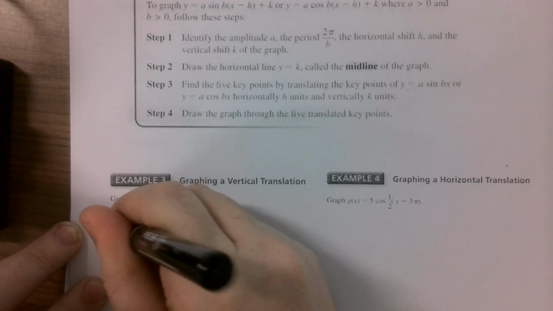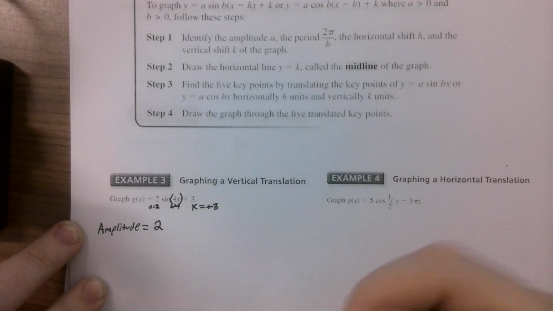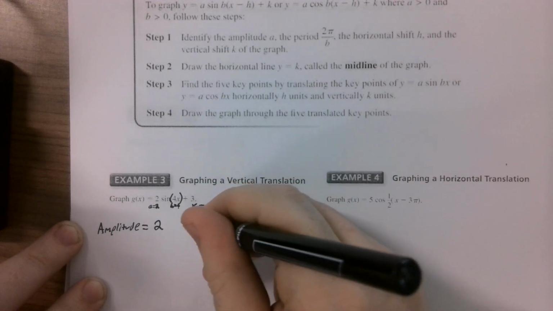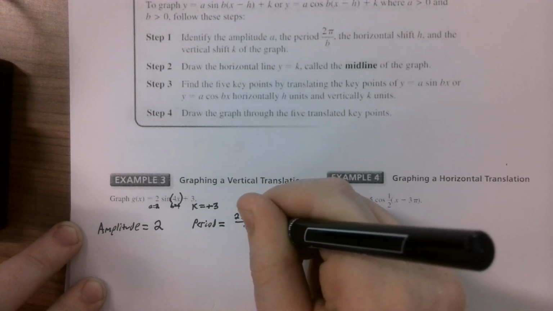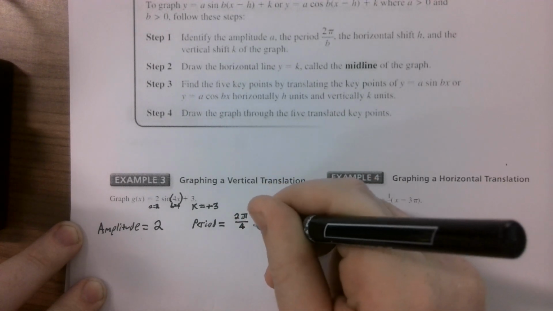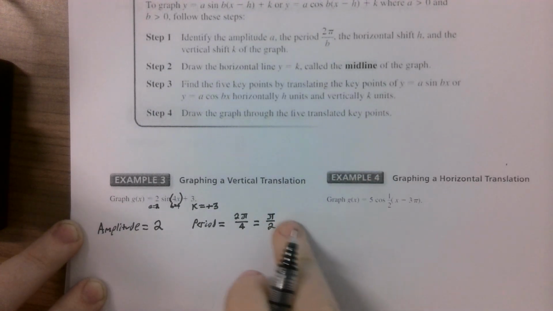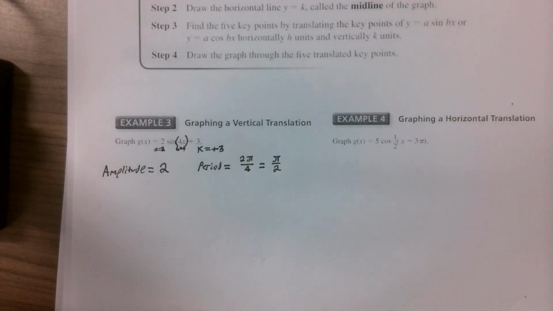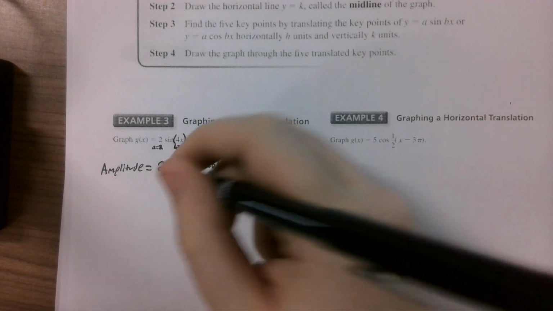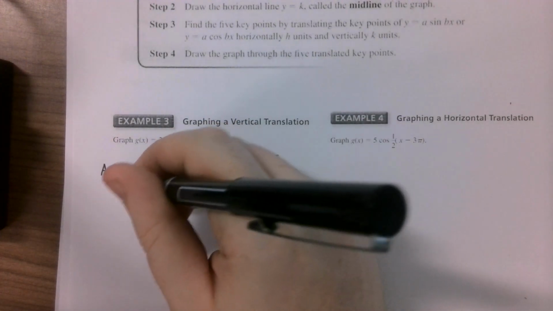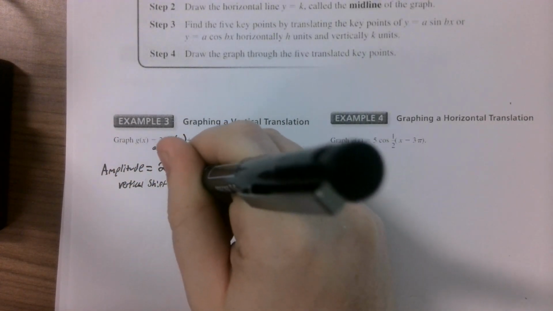So we do our normal stuff. The amplitude is 2, so we know that the peaks are all going to be 2 away from the middle. To find the period, we just have to do 2 pi divided by the b value. Since our b value is 4, it's 2 pi over 4, which simplifies to pi over 2. Cool, so every 4 ticks we'll get another pi over 2 away from 0. This k of 3 means that we are shifting up 3. So we are doing a vertical shift up 3.